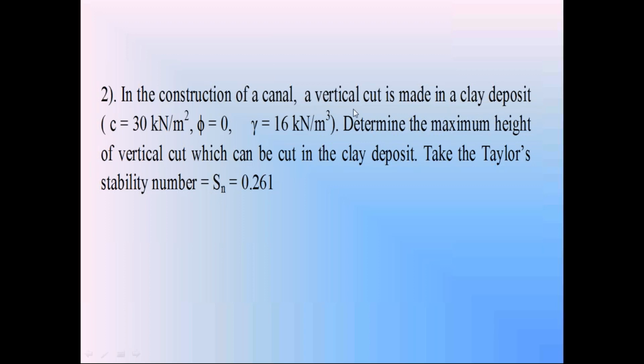In the construction of the canal, a vertical cut is made in the clay deposit. So read this problem carefully. The side of the canal is not a sloping side, the side of the canal is a vertical cut. For that, they have given the cohesion C of the clay deposit, and the angle of shearing resistance phi is equal to 0.